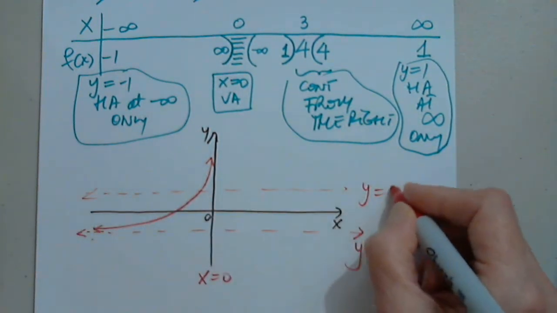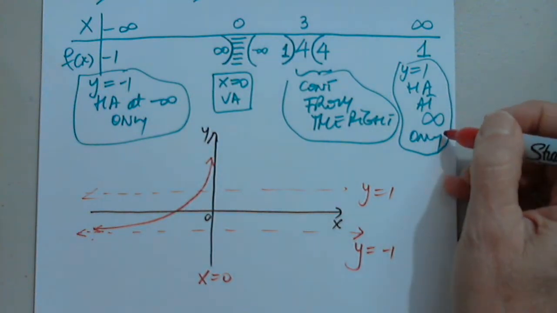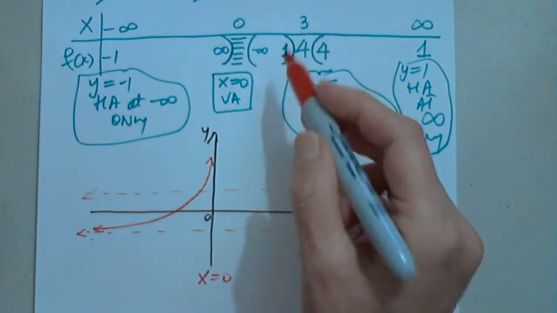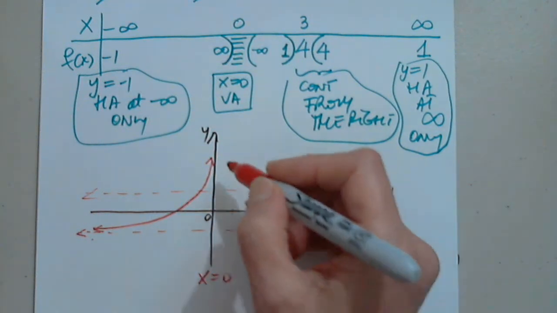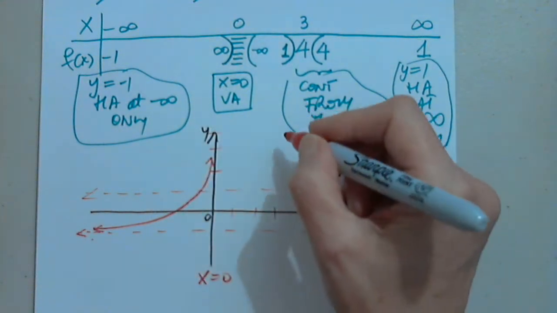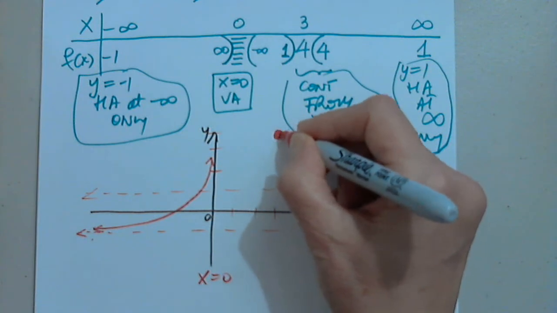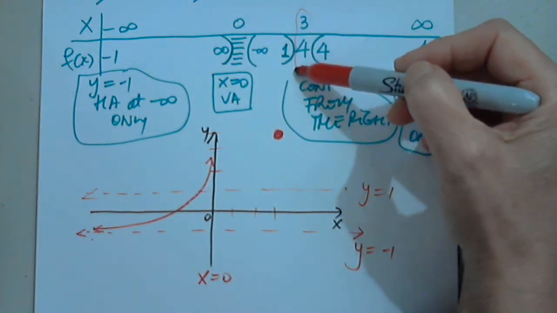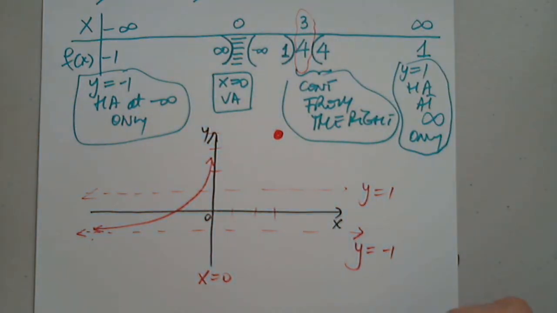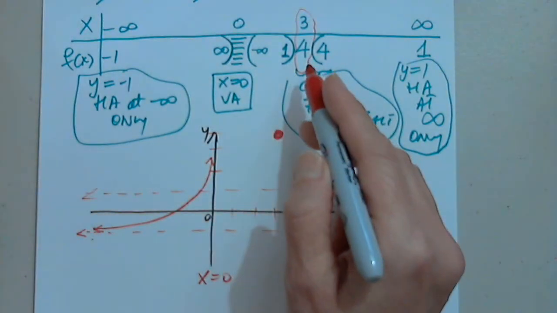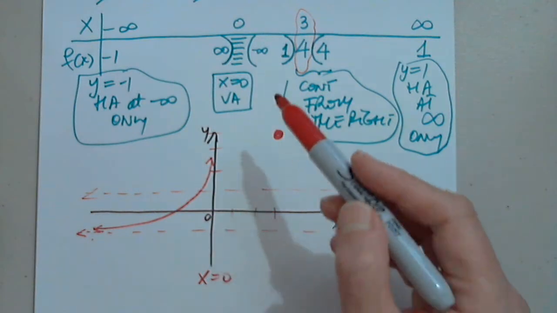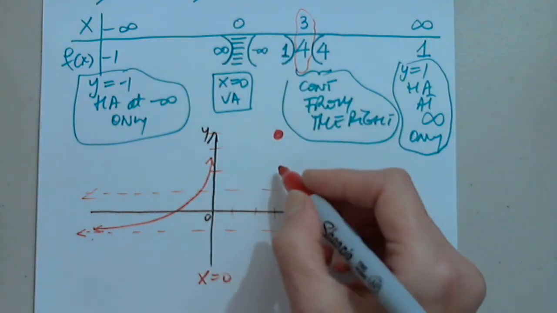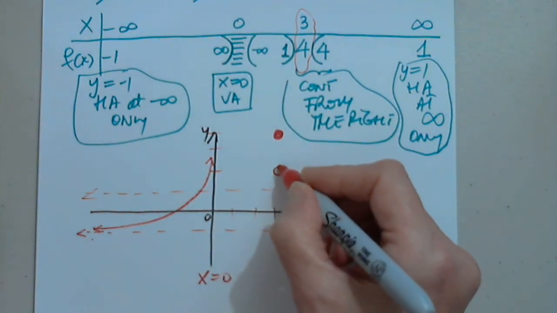On the other side, now I want to jump here for a second because it says that it has a horizontal asymptote at infinity only. I also have 3, 4. So if this is 1, 1, 2, 3, 1, 2, 3, 4, right here, this is the point. Which point? This one. On the left-hand side, it's coming from negative infinity and approaches 1, but it has to be an open point.